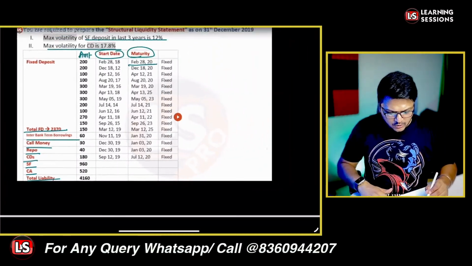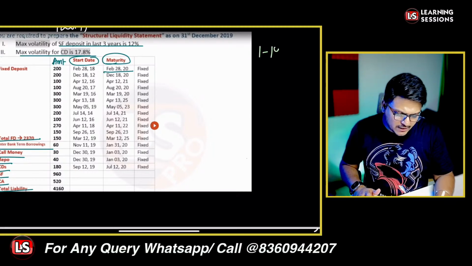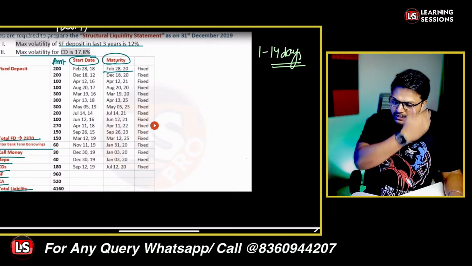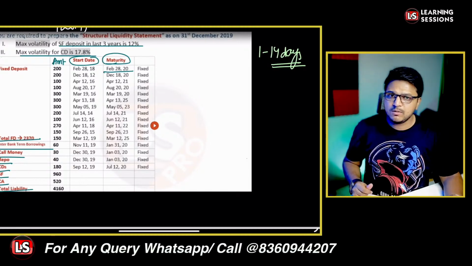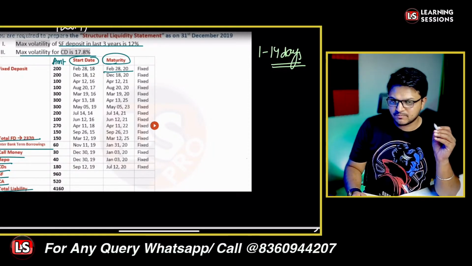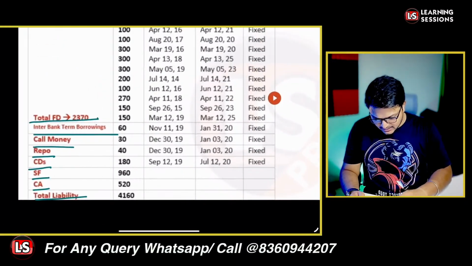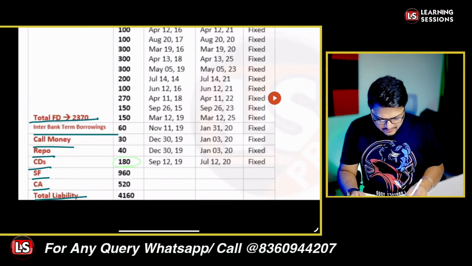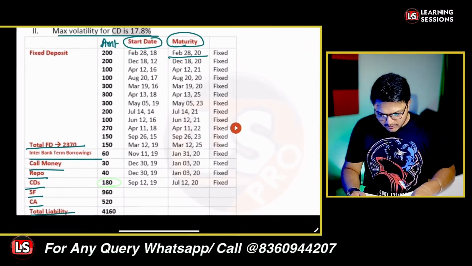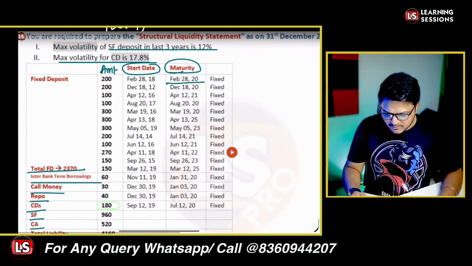So if we are to talk about the 1 to 14 days bucket, what amount related to the current deposits will be placed in the 1 to 14 days bucket? Kindly do answer over here at the earliest. We have to solve the question based upon it. The current deposit data is given to be 180, and we are to place it in the 1 to 14 days bucket, right?